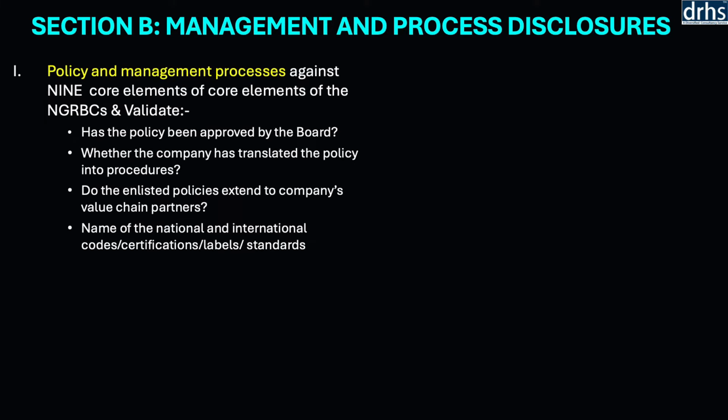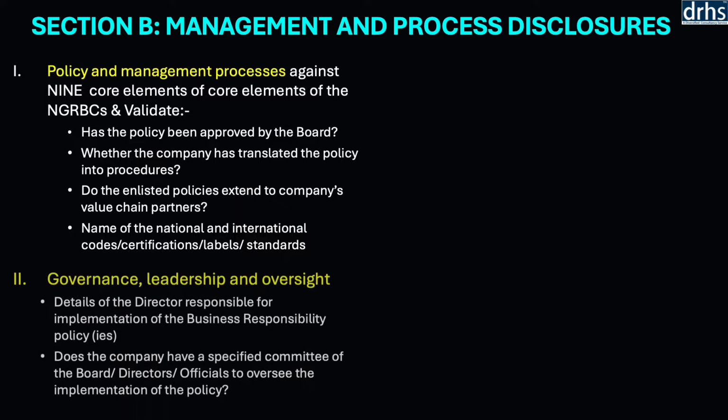Well, now we come to Section B, Management and Process Disclosure. Part 1 deals with helping businesses demonstrate the structure, policy and process for the 9 core business principles, and validating it: has the policy been approved by the board, whether the company has translated the policy into procedures, do the enlisted policies extend to the company's value chain partners, and the names of the national and international codes, certifications, label standards the company has acquired.